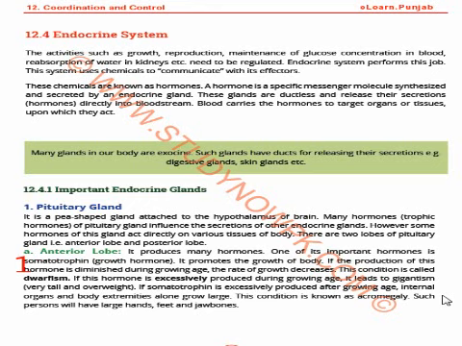Extremity means the end points. So the human body end points are jaw bones, hands, and feet. So what happens? These things become very large, and the internal organs also. This condition is known as acromegaly.